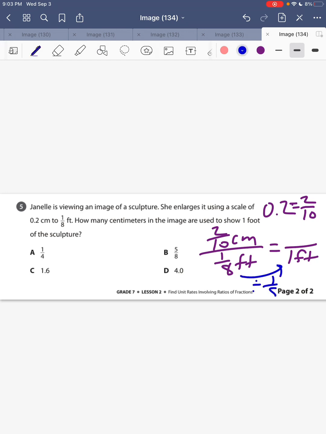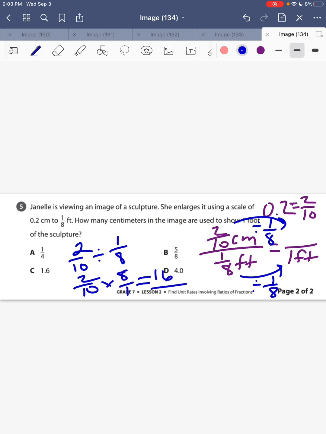Well, we're dividing by 1/8. What you do to one part, you do to the other. You could also multiply by 8, right? Because that would also get 1. So I'm going to do 2/10 divided by 1/8. You're going to keep, you're going to change, and you're going to flip. 2 times 8 is 16. 10 times 1 is 10. Okay? So 16 divided by 10, you could move your decimal 1 time. That would be 1.6. Sorry, let me start that over. 16 divided by 10 is equal to 1.6. C.